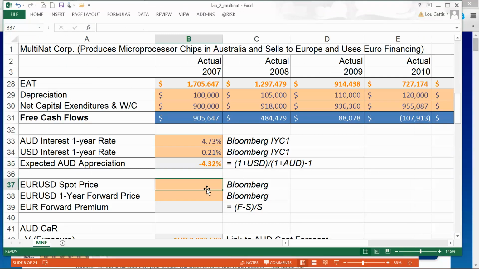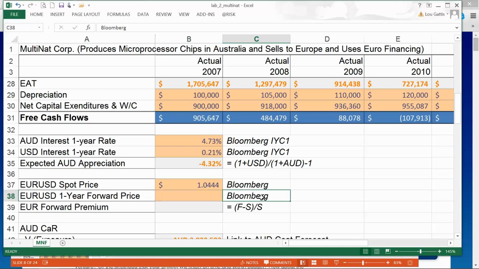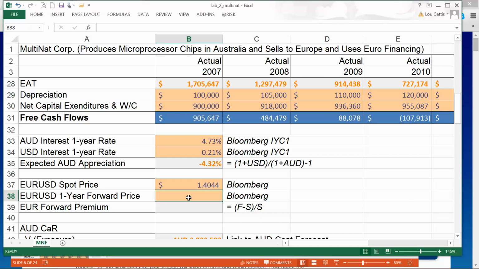So I'll go back to my spreadsheet. Spot price 1.4044. Let me make sure that's right. 1.4044. And then the forward points were 87 negative. So I'm going to subtract 0.0087. So I'll take my spot price minus 0.0087. That's the 87 pips. So I have a forward exchange rate forecast of 1.3957.